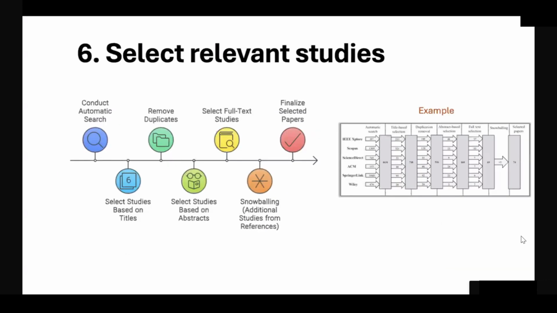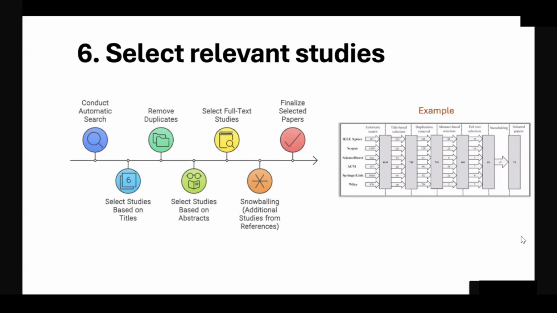Step 6 is selecting relevant studies. Now you have run the search string through the digital database. Then you have these papers returned, let's suppose 4,500 papers. You have defined the inclusion and exclusion criteria. Now you have to pass all these 4,500 papers through that criteria to end up with a small number of relevant studies for your literature review.